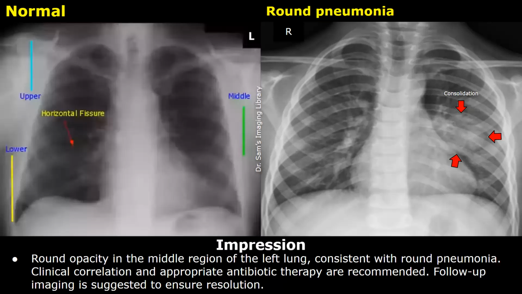This is the impression: round opacity in the middle region of the left lung, consistent with round pneumonia. Clinical correlation and appropriate antibiotic therapy are recommended. Follow-up imaging is suggested to ensure resolution.